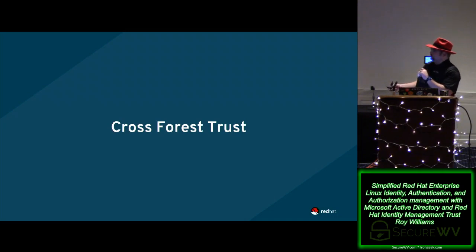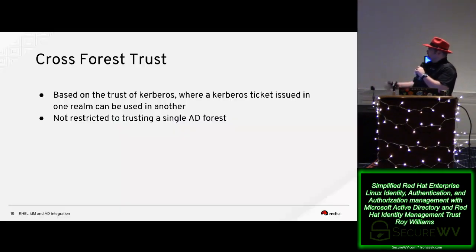All right, so into the indirect or cross-forest trust. So the trust is all based on Kerberos. Kerberos allows us to have that single sign-on, and basically when we authenticate, we get a Kerberos ticket that says, hey, this person is who they say they are, and they have access to things. And then that ticket, what we're doing is trusting where that ticket originated from so that it will also be valid and accepted on our systems.